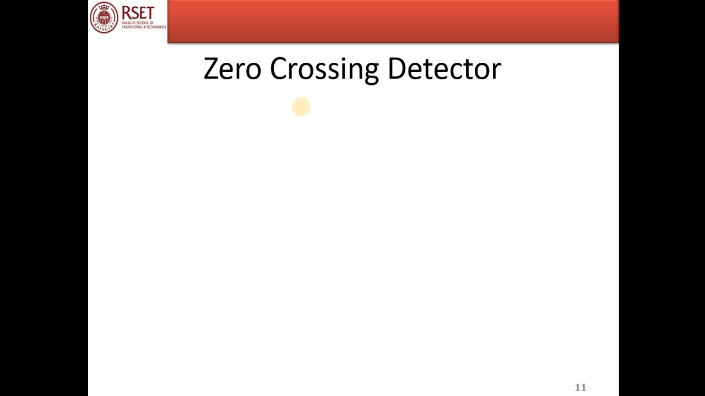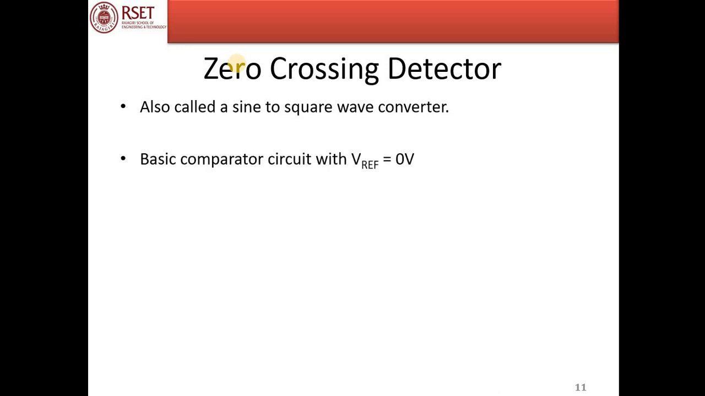What is a zero crossing detector? From the name we can understand that this particular circuit is able to detect when the input voltage crosses the 0 volt point and in which direction that is crossed. That is, is it increasing from positive to negative, or decreasing from positive to negative, or increasing from negative value to positive value. It is also called a sine to square wave converter. We will see how that is done.